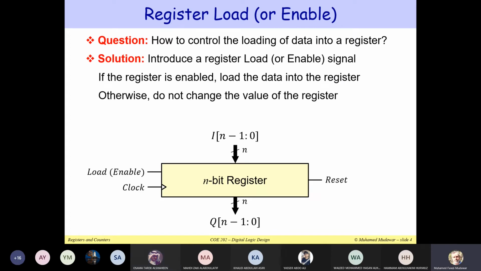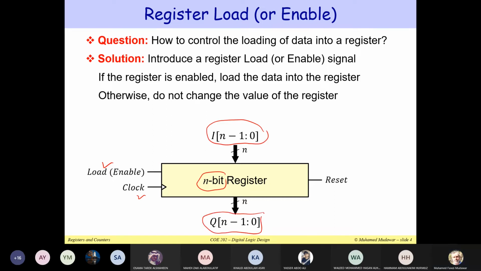So what we are going to do is look at the n-bit register from the outside. Now we have added this load or enable input. We still have the clock. This clock is connected to the clock input of all the flip-flops. We have an n-bit register, so n is the number of flip-flops that we are using inside this register. Notice that the input here is called I, n-1 down to 0, and the output is called Q.